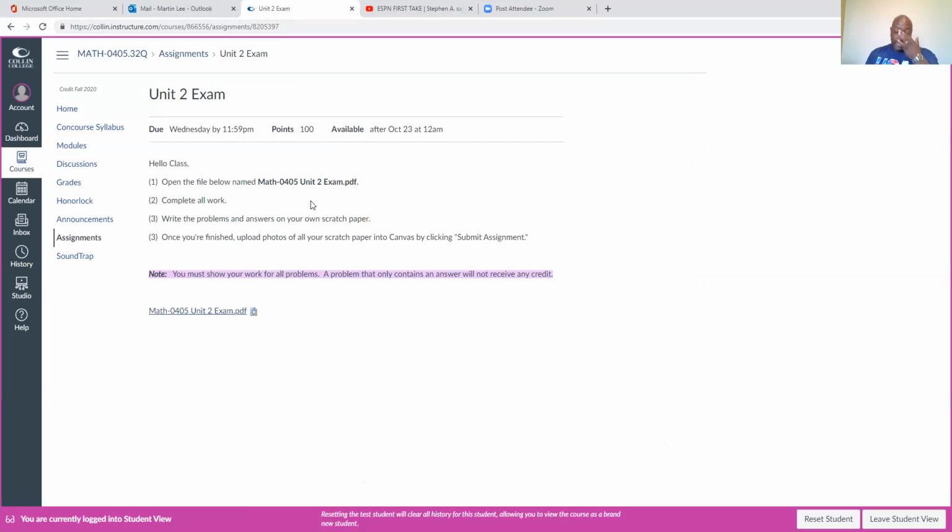Once you're done and you have all the pictures on your cell phone, let me ask first, is this showing up okay where I highlighted Unit 2 exam? Yes. Okay, good. So once you finish your exam and have taken pictures of everything using your cell phone, log into Canvas on your cell phone, get back to this page where you click the submit button, upload each of your photos one at a time, and then hit submit.